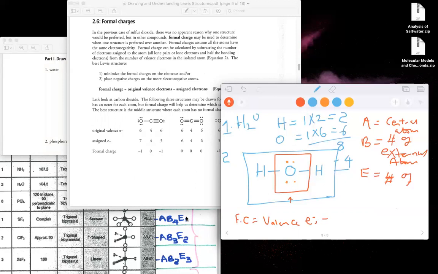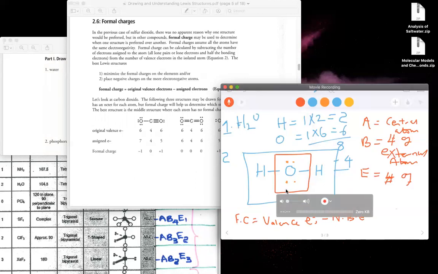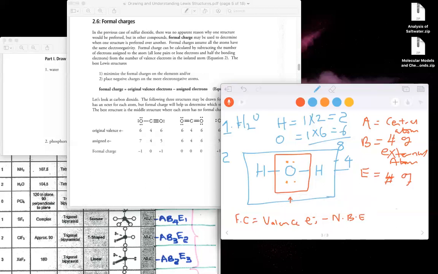minus non-bonding electrons. This stands for non-bonding electrons. How many non-bonding electrons? Not electron pairs. Non-bonding electrons. These are the non-bonding electrons: 1, 2, 1, 2, 3, 4. I have 4 non-bonding electrons on the central atom. Look at the box, not outside the box.